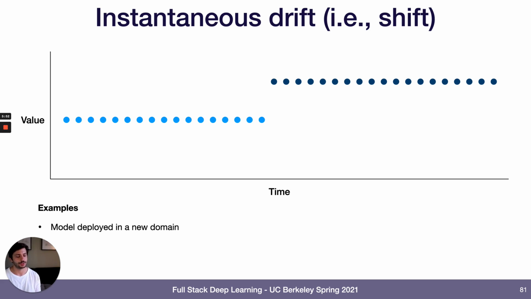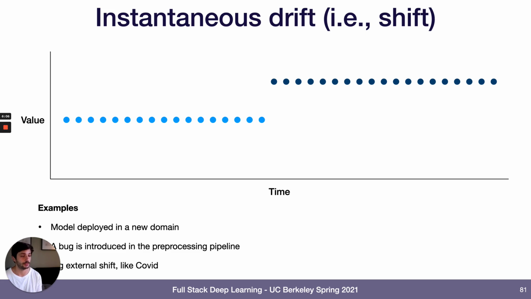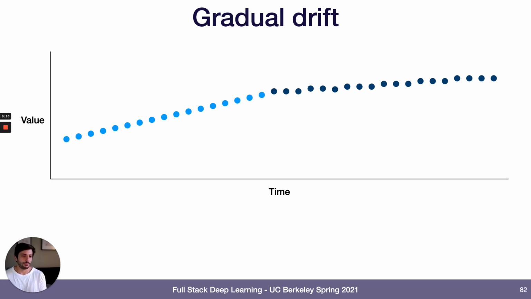Some examples of this: you deploy your model for the first time in a new domain, like maybe you deploy your self-driving car in a new city, or bugs getting introduced in the pre-processing pipeline can cause this type of shift. But also big external events like COVID happening can cause this type of shift as well. Something happens, all of a sudden the world is different, the data that comes from the world is different as well.